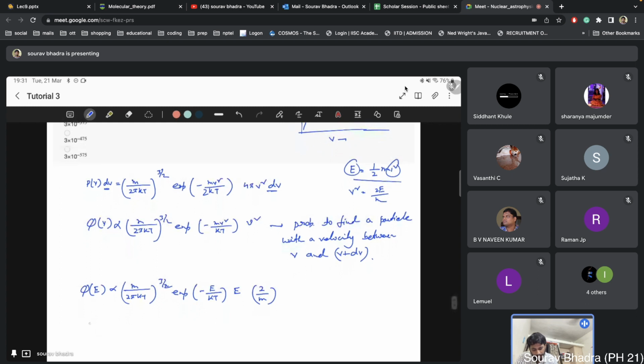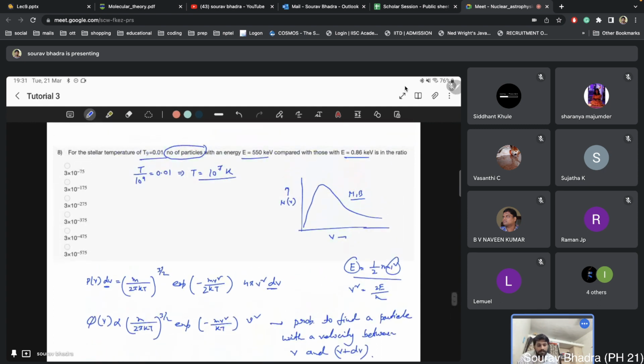My main point is that phi of E is proportional to E times exponential of minus E by kT, which tells you the number of particles with energy between E and E plus delta E. So this is the probability distribution of particles having energy between E and E plus dE.